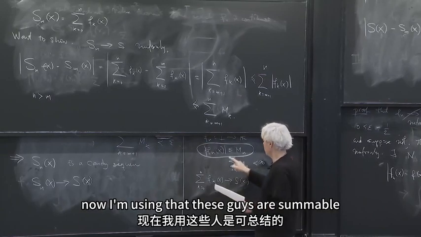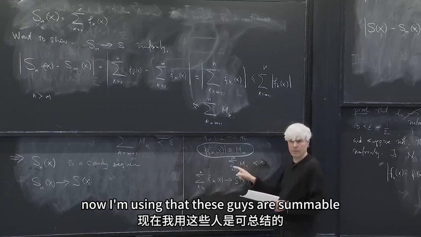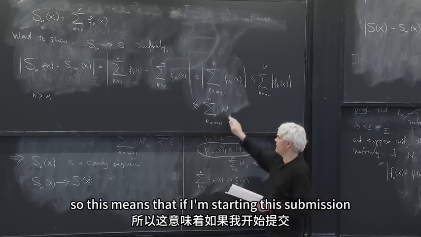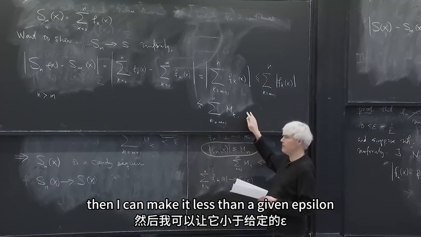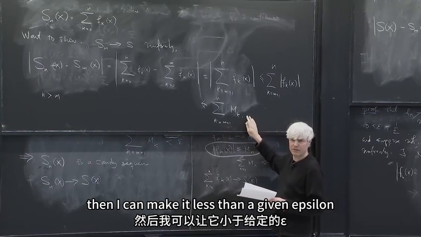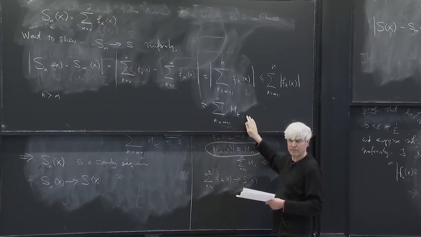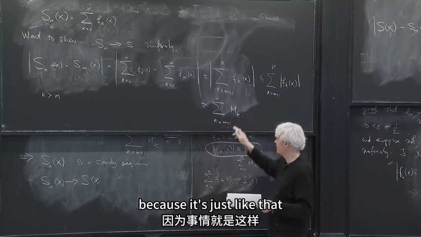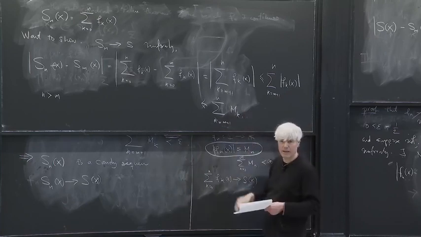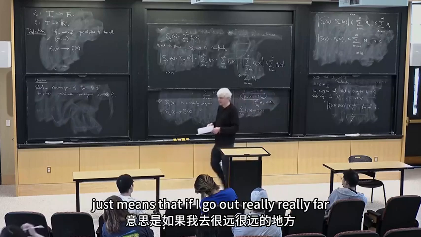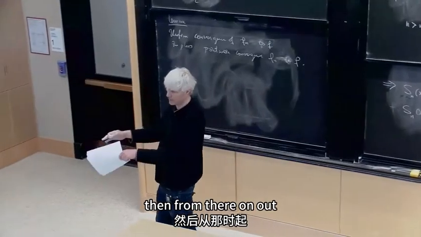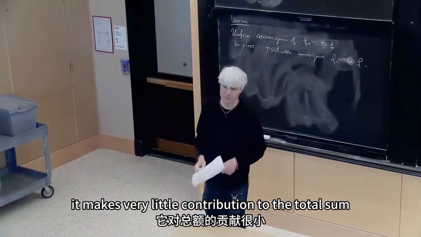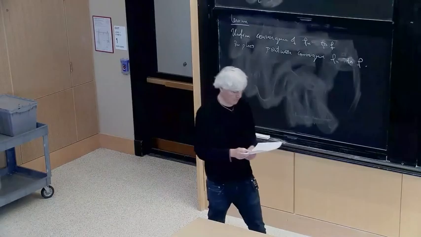Now I'm using that these guys are summable. So this means that if I start this summation sufficiently far out, then I can make it less than a given epsilon. Right? Because these are non-negative numbers, and that they are summable just means that if I go out really, really far, then from there on out, it makes very little contribution to the total sum.